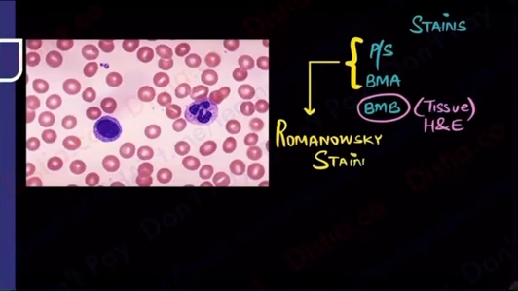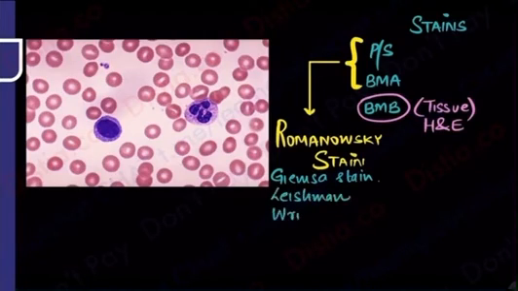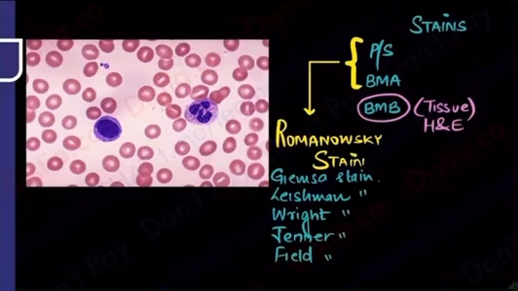It includes something very famous, the Giemsa stain. It includes the Leishman stain. Then we have Wright stain, Jenner stain, and also something known as the Field stain. All of these, can you imagine, guys? All of these come under the Romanovsky members. That is Giemsa, Leishman, Wright, Jenner, and Field. We use any one. Most of the cases we use Giemsa or Leishman, either of the two.